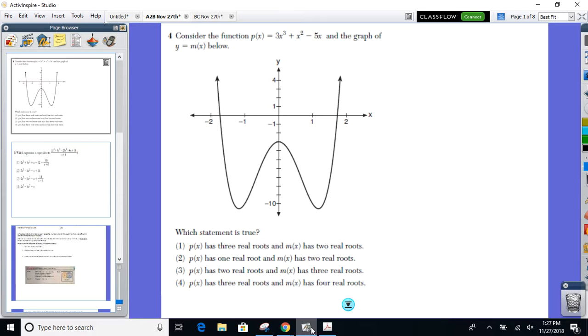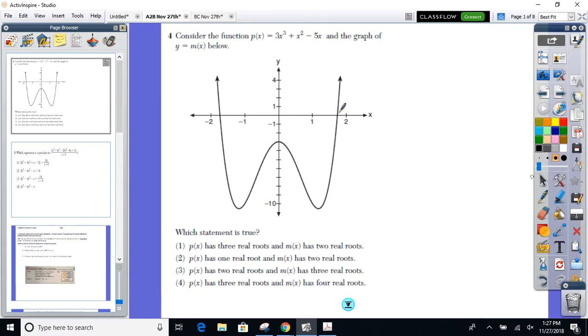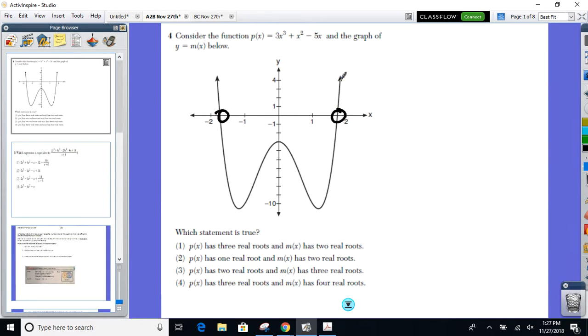Let's start with the graph one because I think that's a little easier. Anybody remember from last year where on the graph the roots lie? On the x-axis, the x-intercept. So how many times does it cross? 2. There we go. M of x has 2 roots. Again, I don't need to know what they are. I just want to know how many.